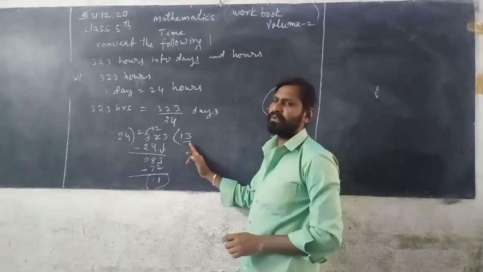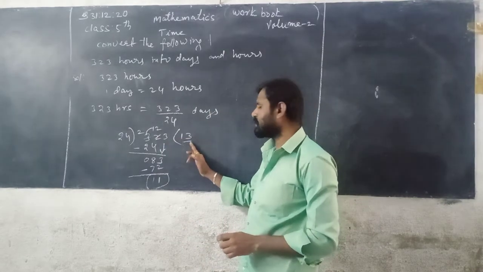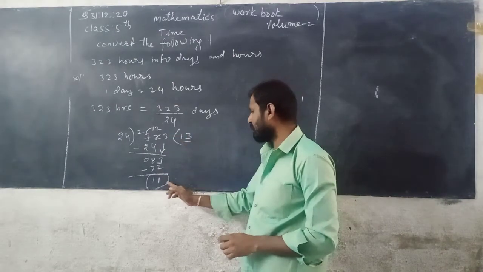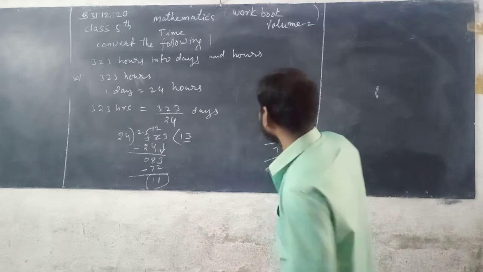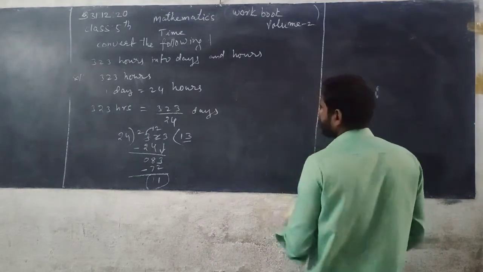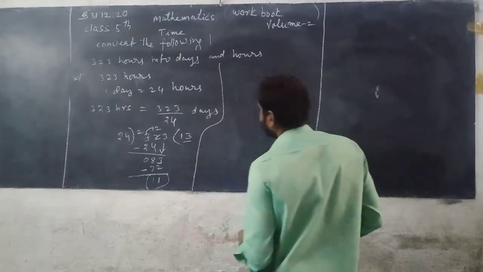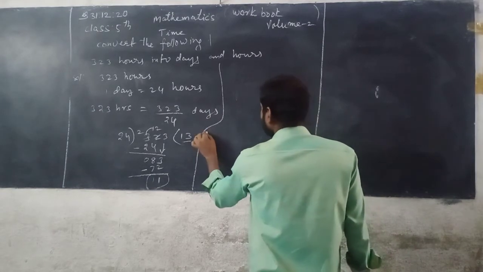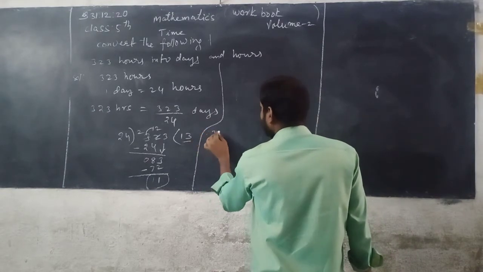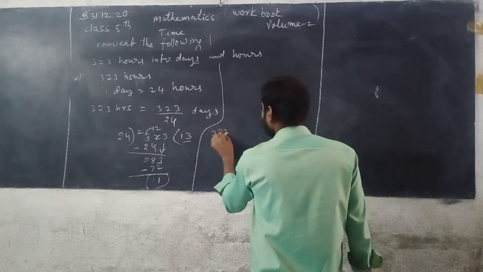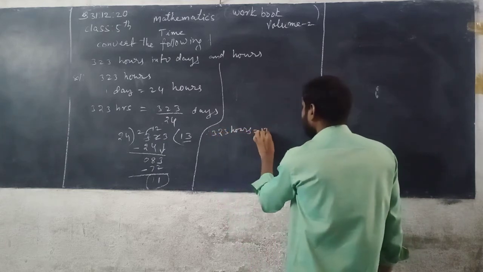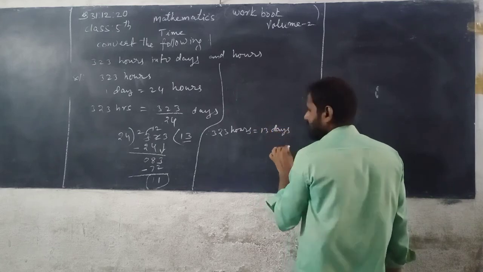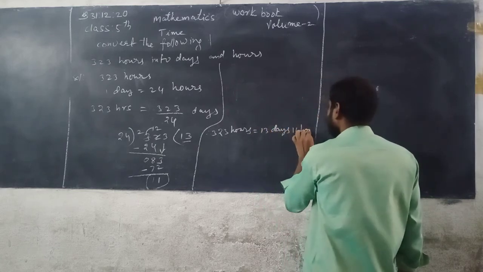So here 13 is the quotient. Look at the blackboard. The quotient goes to days and the remainder goes to hours. Then we can write: therefore 323 hours is equal to 13 days 11 hours.